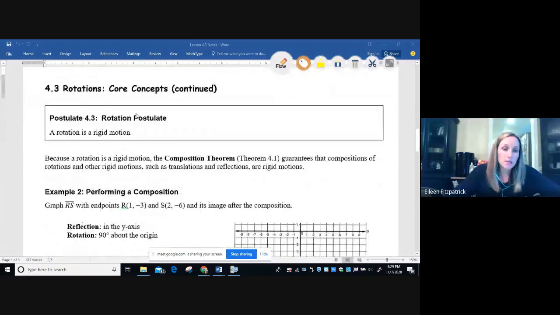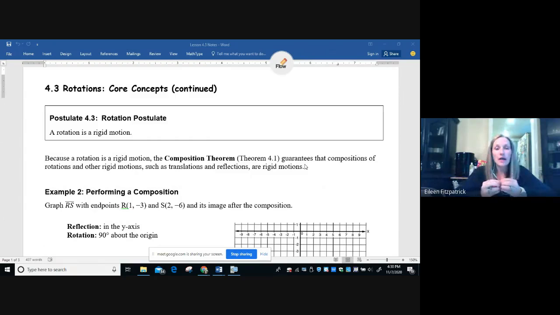Okay, the rotation postulate simply says a rotation is a rigid motion, which I already mentioned. Again, what does it mean to be a rigid motion? It means that angle measure is preserved and distance is preserved. Another way of thinking about it, the shape doesn't change size or shape, it just changes location, position. Because a rotation is a rigid motion, the composition theorem guarantees that compositions of rotations and other rigid motions, such as translations and reflections, are rigid motions.